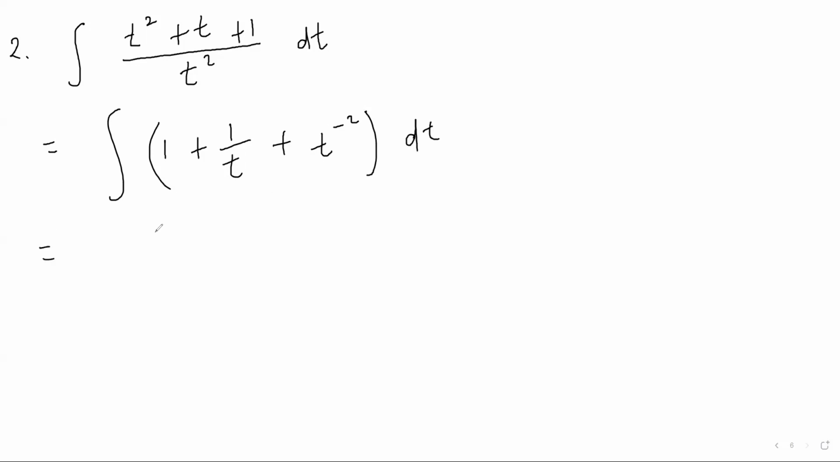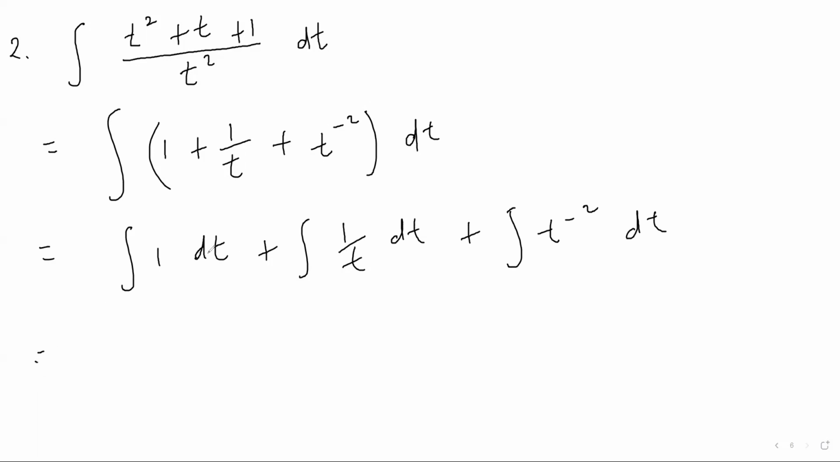So again, the integral of the sum is the sum of the integrals. We integrate each term. So this is equal to the integral of 1 with respect to t, plus the integral of 1 over t with respect to t, plus the integral of t to the minus 2 with respect to t. The integral of 1 with respect to t is 1 times t, which is just t. Again, we don't put the plus c yet because we have other terms to integrate.